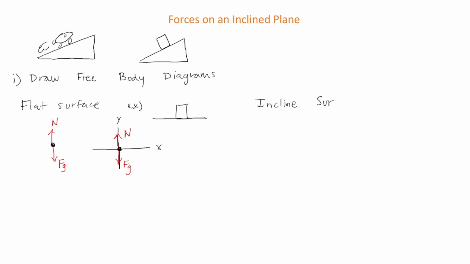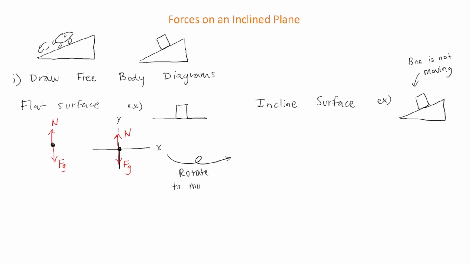Now let's look at an inclined surface. So for example, we have this box that's sitting on a ramp and the box is not moving, it's just sitting there. If I wanted to draw a free body diagram for this, I would have to rotate my x and y axis to match the incline, and that would look like this. You can see now the x-axis is along the inclined plane, and the y-axis is tilted accordingly. What you have to recognize is that when you're dealing with an inclined surface, this is how you have to draw your x and y axis. And then from there, you can draw your free body diagram.